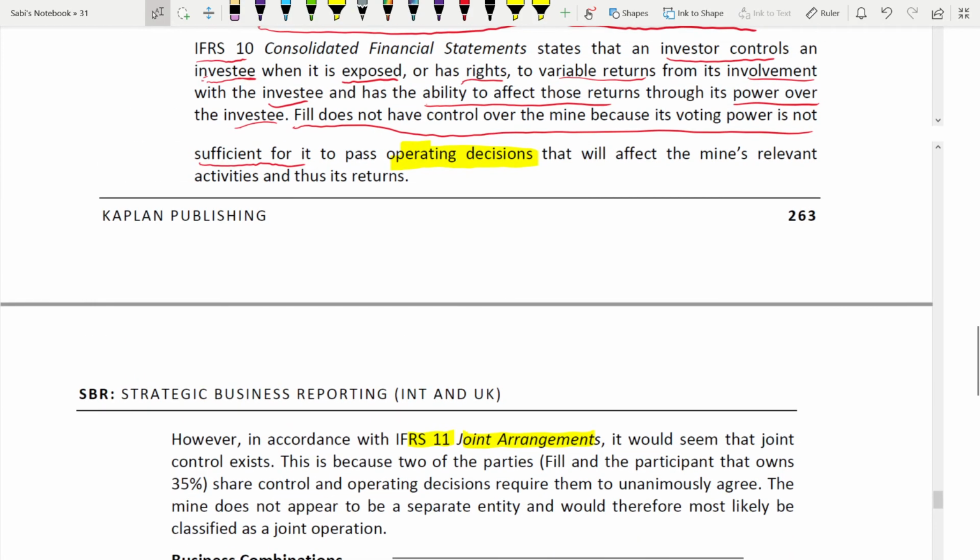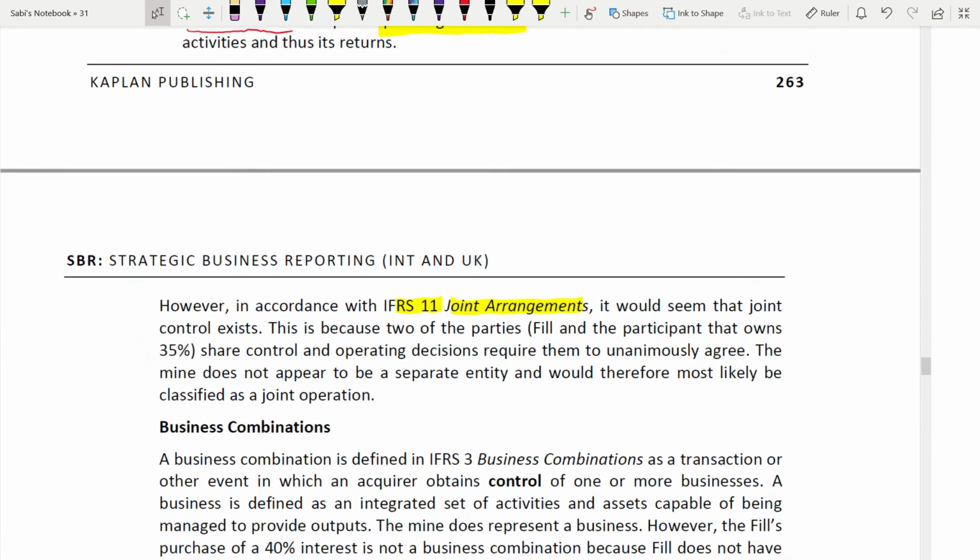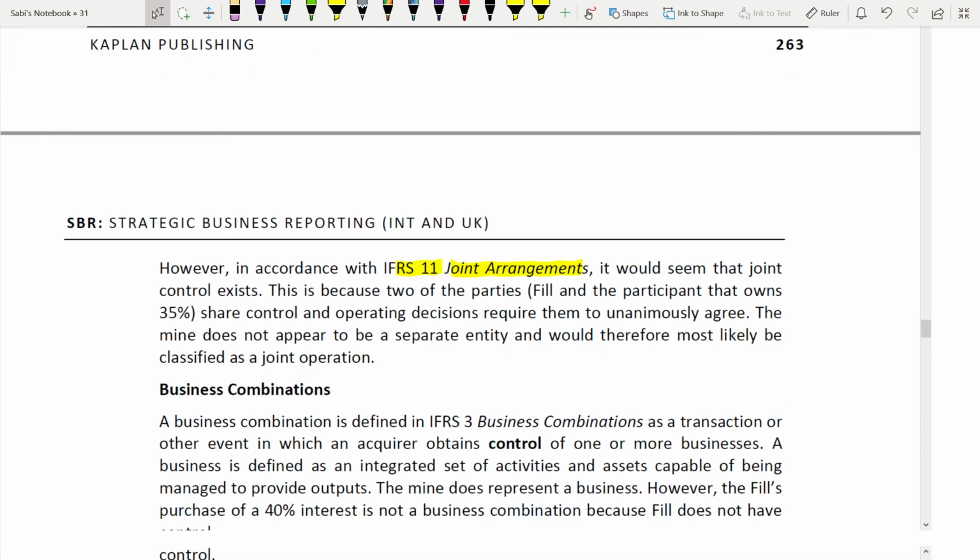They told us that they don't have control. So definitely they will have joint control. We'll see whether they have joint control or not. In accordance with IFRS 11, it would seem that joint control exists. Yes, even though individually he is not controlling Phil, jointly he has control. More than one party is controlling. That is the meaning of joint control, right?